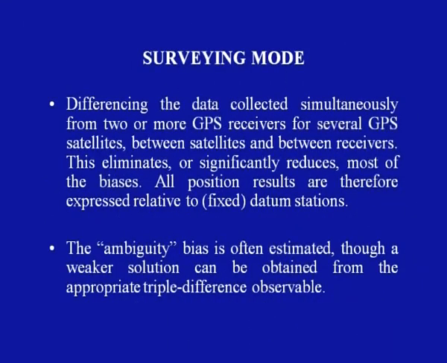First, differencing the data collected simultaneously from 2 or more GPS receivers for several GPS satellites between the satellites and the receivers. This eliminates or significantly reduces most of the biases. All the position results are therefore expressed relative to a fixed datum station. The ambiguity bias is often estimated, though a weaker solution can be obtained from the appropriate triple difference observable quantities.